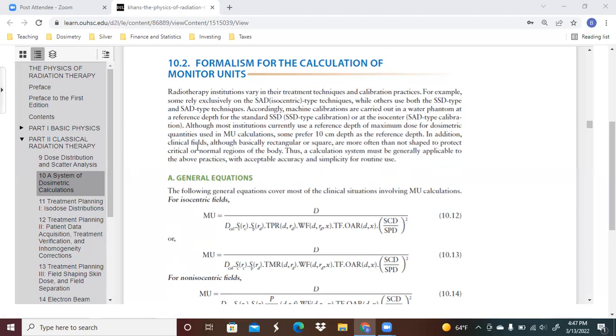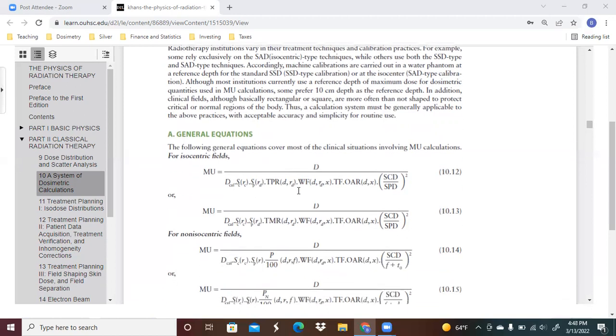In addition, clinical fields, although basically rectangular or square, are more often than not shaped to protect critical or normal regions of the body. Thus, a calculation system must be generally applicable to the above practices with acceptable accuracy and simplicity for routine use. In other words, you don't want to have to do something so complex that it's going to take you a long time. Otherwise, it's going to slow things down. But you also don't want to be wrong in terms of how many MUs you put through. So you have to strike a balance there.